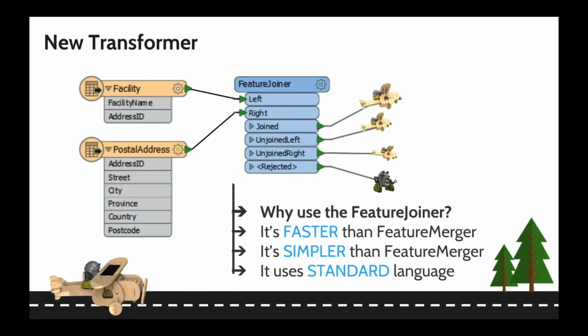So new to 2018, we've introduced a new transformer here for you. It's the feature joiner, and it's a faster transformer than the feature merger. It's simpler and it uses standard SQL language. So your features are just going to fly out of this thing because it is quite fast. It uses our feature table technology.